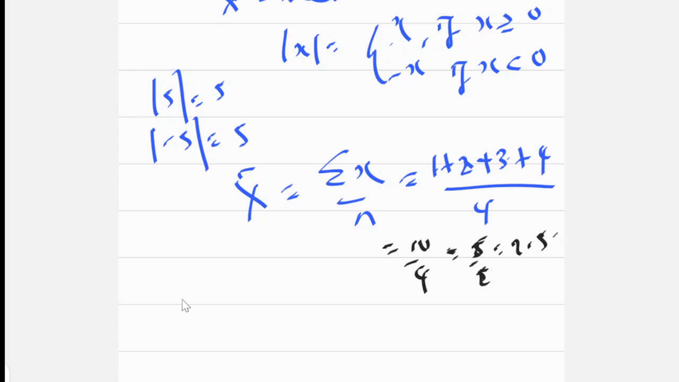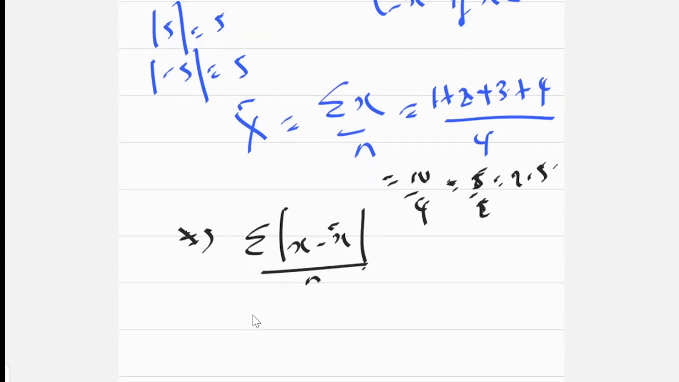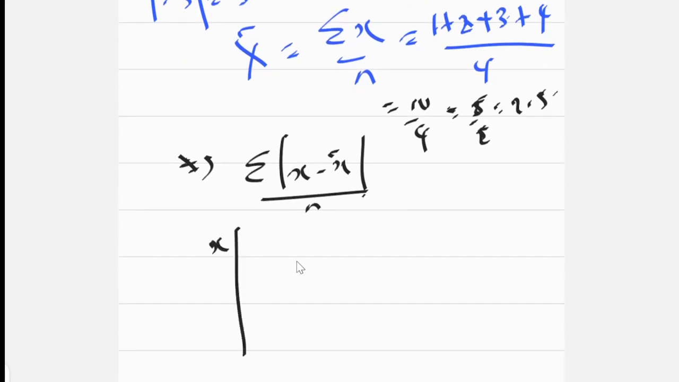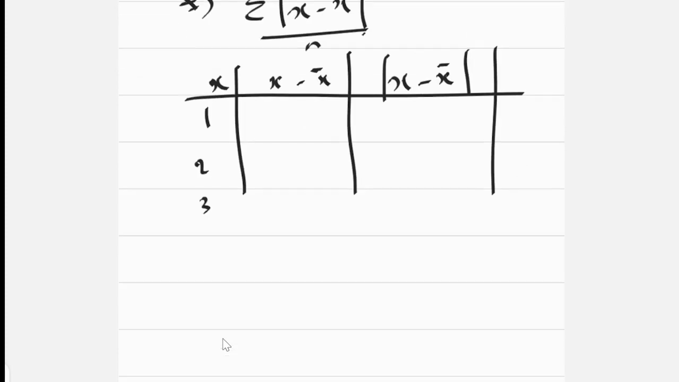And by the formula, mean deviation is the summation of the absolute value of x minus x bar divided by n. That is how they deviate from the mean. So then you would be doing it one by one. 1 minus 2.5, that is minus 1.5. But since it's the absolute value, or if you don't want to stress yourself, you can draw a table like this: x, x minus x bar, absolute value of x minus x bar. Then I have 1, 2, 3, 4, right?